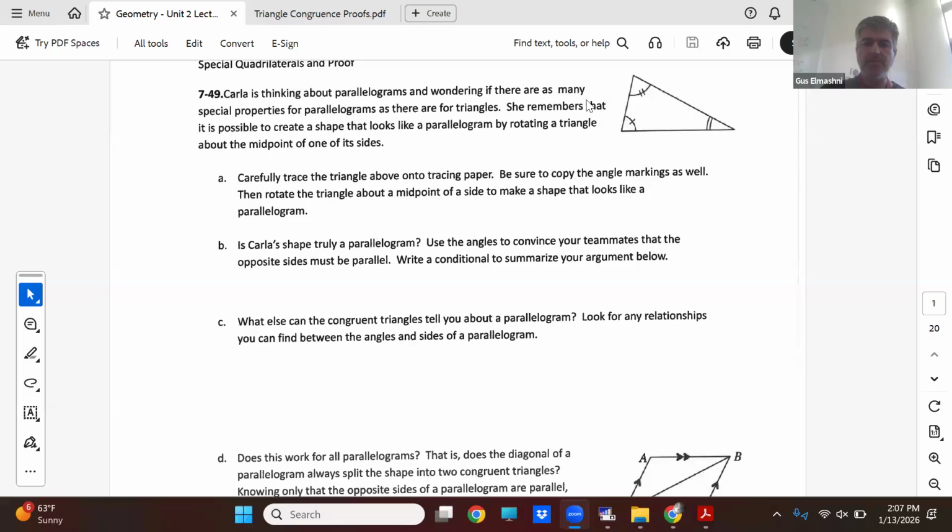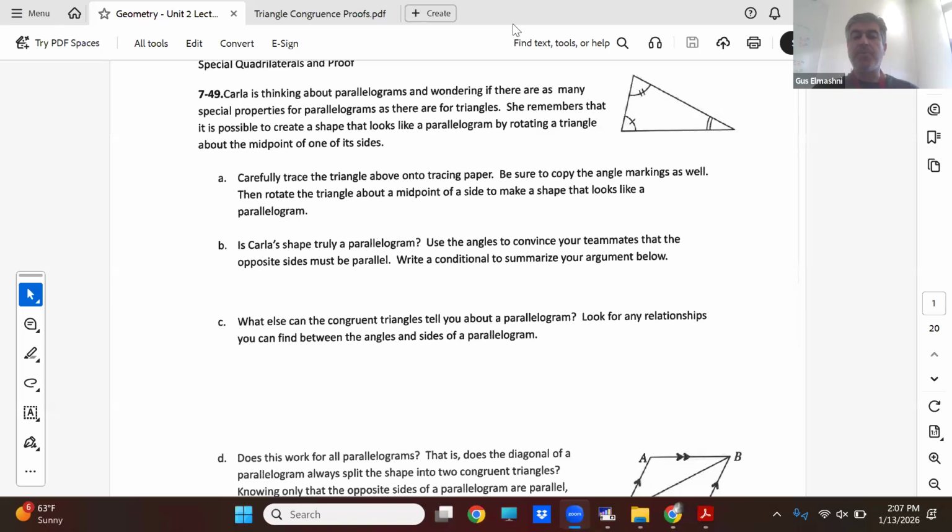Carla is exploring parallelograms, wondering if there are as many special properties for parallelograms as there are for triangles. He remembers that it is possible to create a shape that looks like a parallelogram by rotating a triangle about the midpoint of one of its sides. Cool, thank you. We're not going to use tracing paper, just in the interest of time. I'm just going to draw it for you.